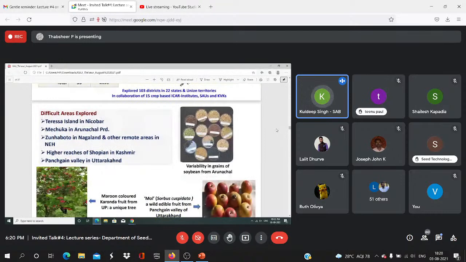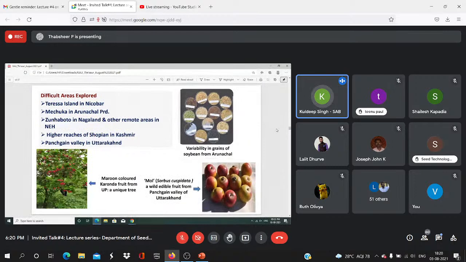And just have a simple availability. Just to give you a sense, it's not only the major crops we are collecting. Have a look here. This is a wild fruit, Karonda, very important in the northern parts of the country and very rich in iron as well. This is another wild species from Uttarakhand.